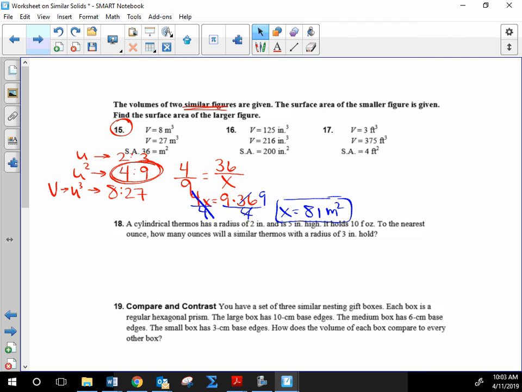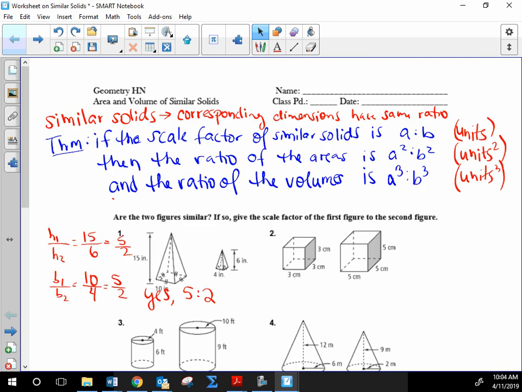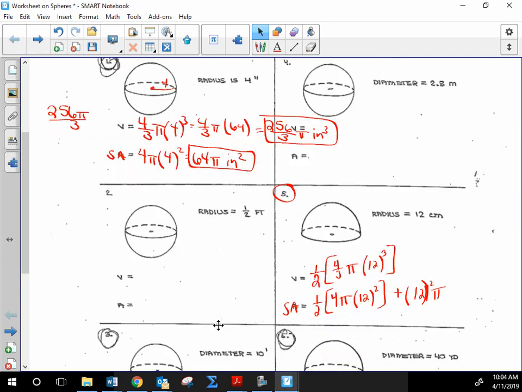Once you're done with your quiz, you can go and start working on your homework. Go ahead and grab your assignment sheet. Our homework's a little different than what it says. Because we do have our quiz, we won't be spending as much time doing actual problems together, so you won't have as much done in class. So for your homework, just do the evens on both papers. You can write that on your assignment sheet. Your homework is just evens on our similar solids and evens on our spheres.